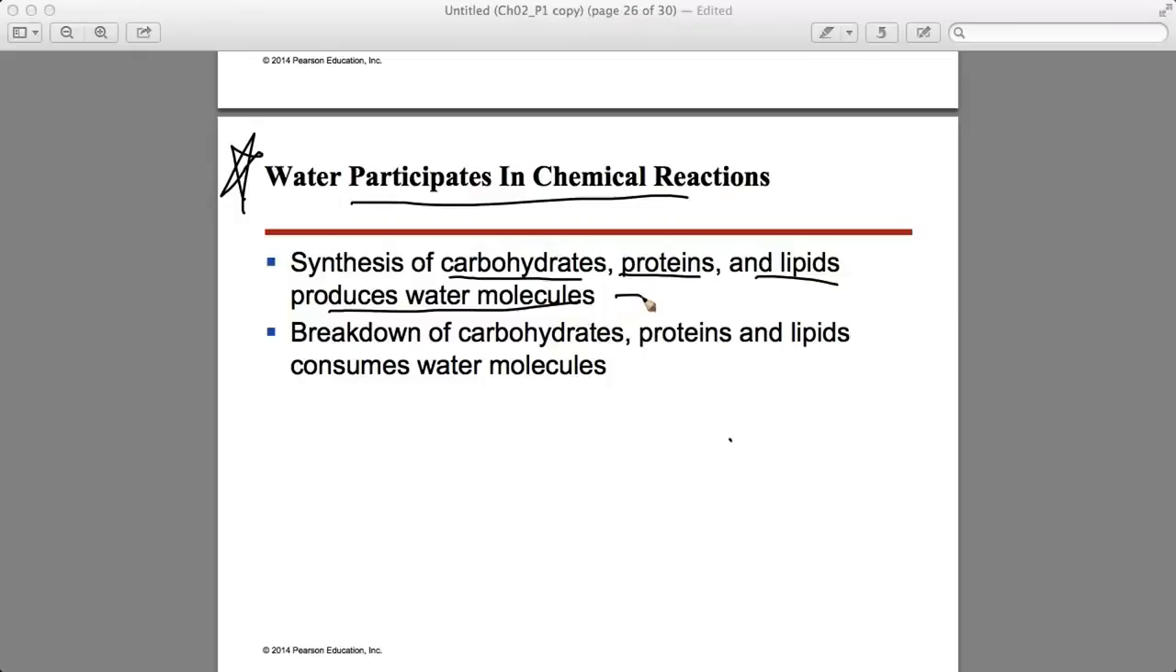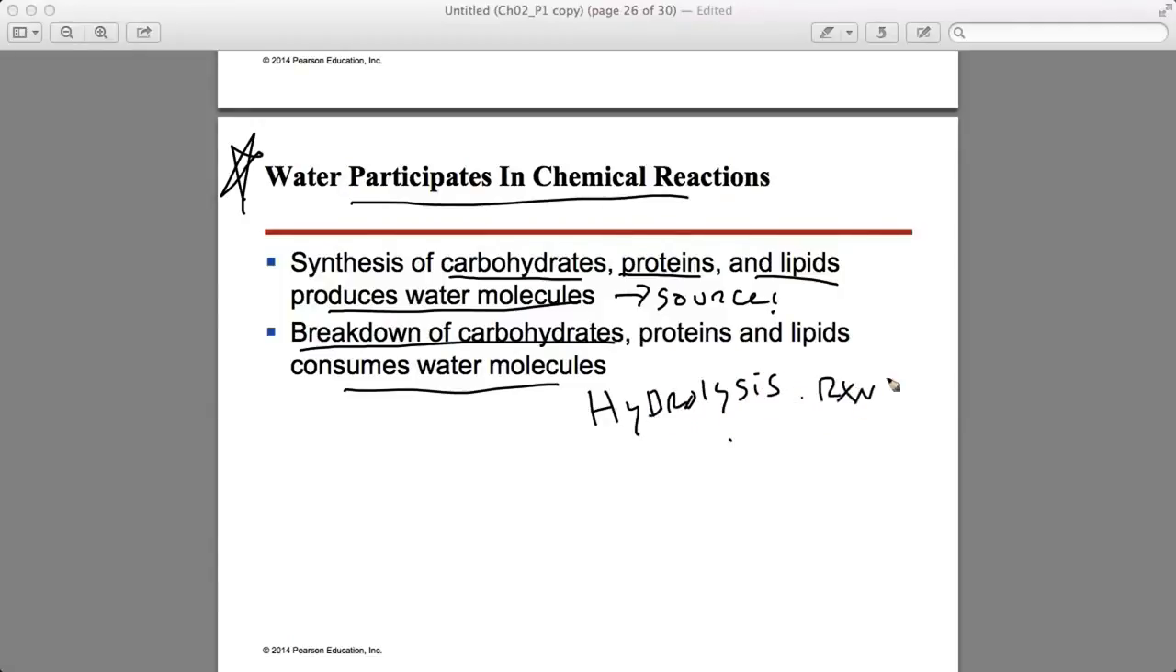And so this can be an important source of water in our bodies. On the other hand, when you break down carbohydrates, proteins, and lipids, this typically consumes water. The reactions in general that are involved in this are what are called hydrolysis reactions, and these require water.